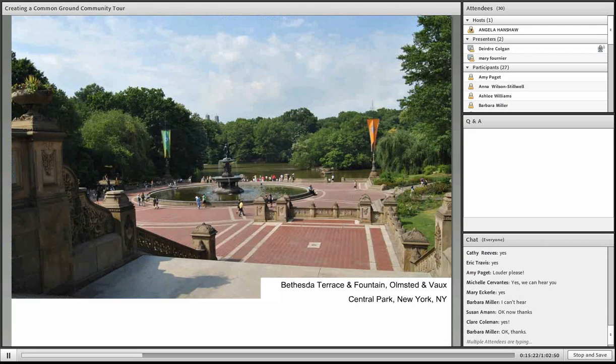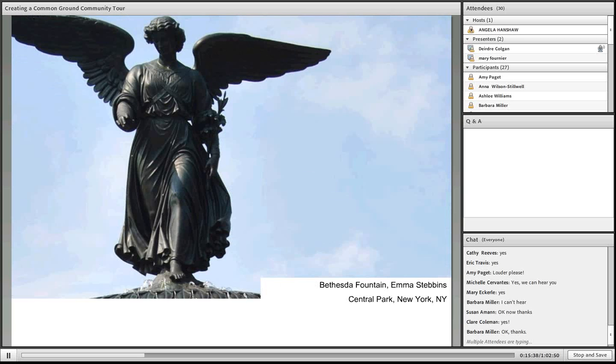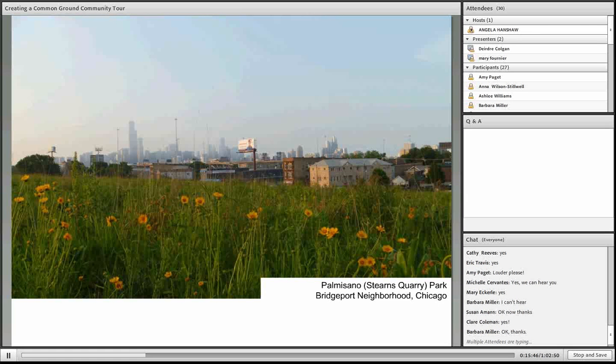Here's another more formal example, the Bethesda Terrace and Fountain in Central Park, also right in the middle of the city, very formally laid out, a classical architectural landscape site, designed by Olmsted and Vaux. But at the middle of the fountain is a sculpture by one of the first women to receive a public commission for this kind of work, Emma Stebbins.